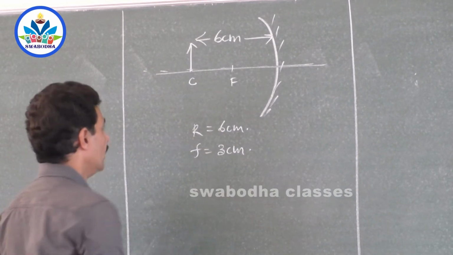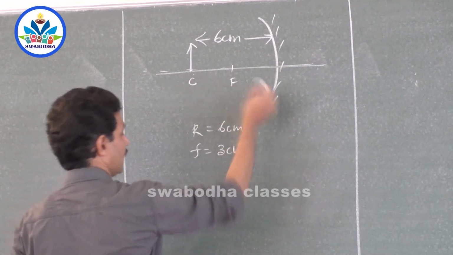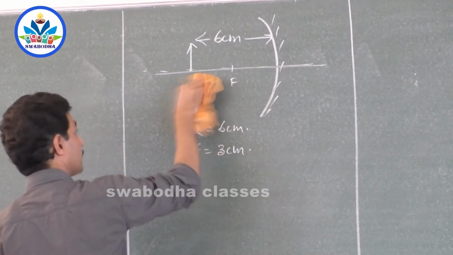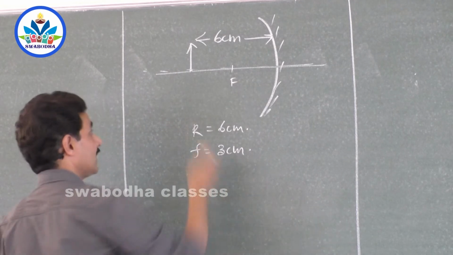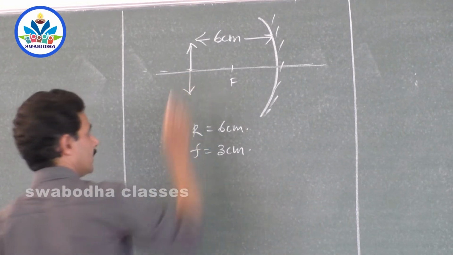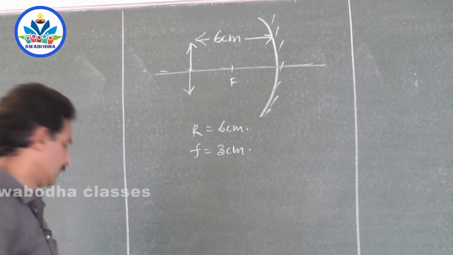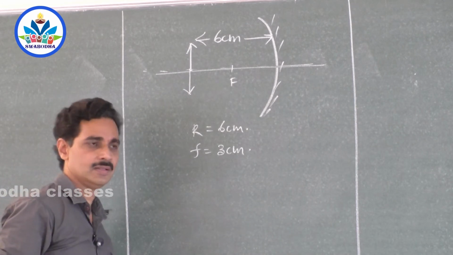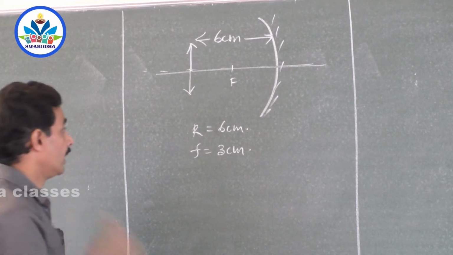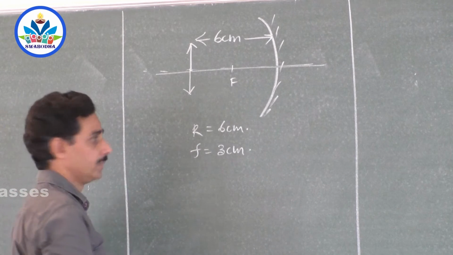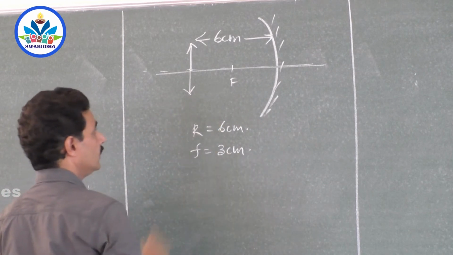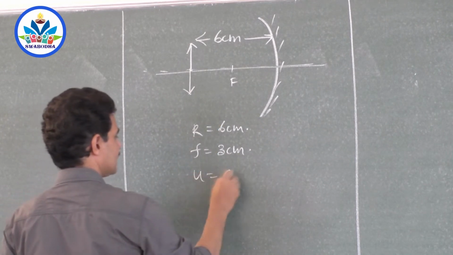Of course, you know, when the object is kept at C for a concave mirror, it is the only mirror which produces a real image of the same size. So the image is also formed at C and it is the same size but real, on the same side as the object. Image is formed here only. So the object distance is 6 cm.